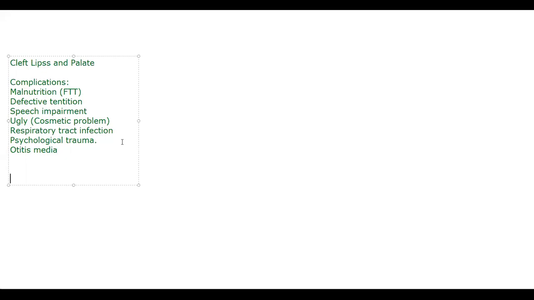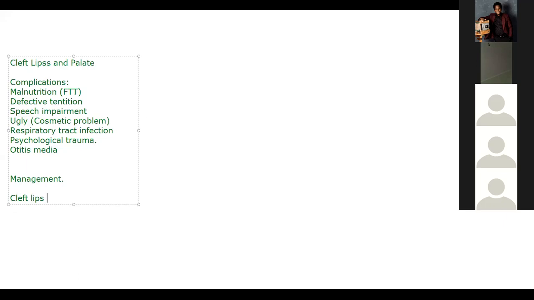How do you want to manage this condition? There are two operations. We all must remember the operations. The first one is the Millard operation. The Millard operation is mostly used to repair cleft lips. For cleft lips, you use what is called the Millard operation. For the Millard operation, there are rules you must follow, rules you must always remember. And that rule is the rule of what? Rule of 10.